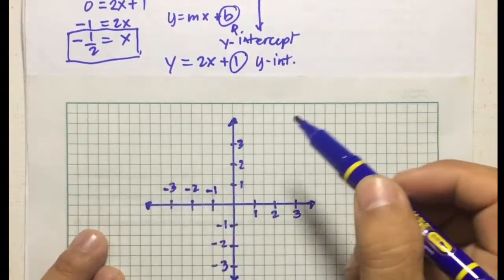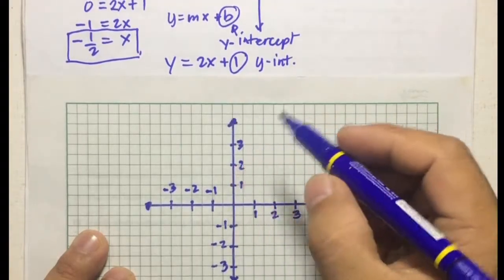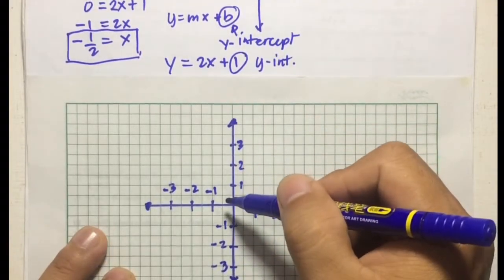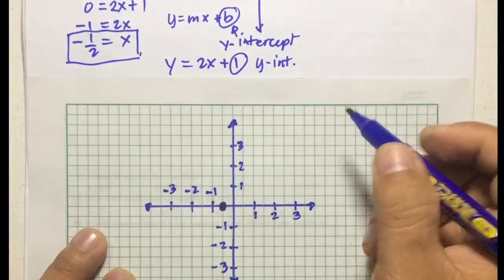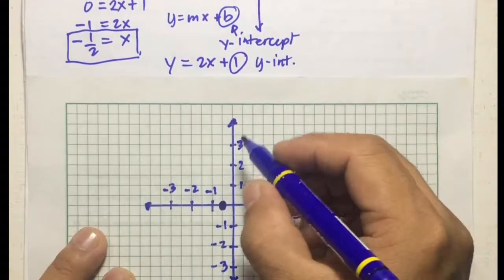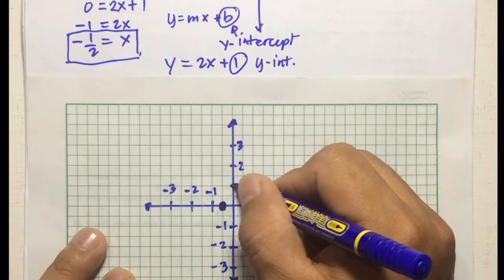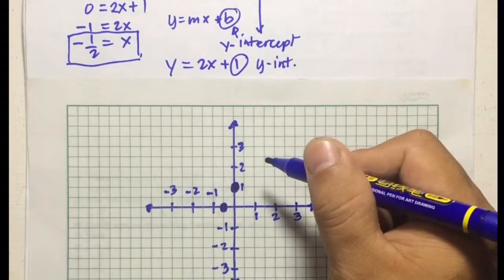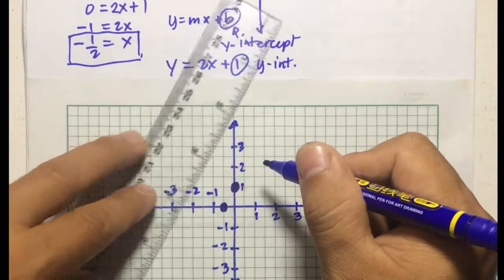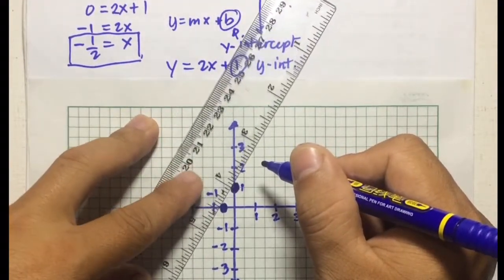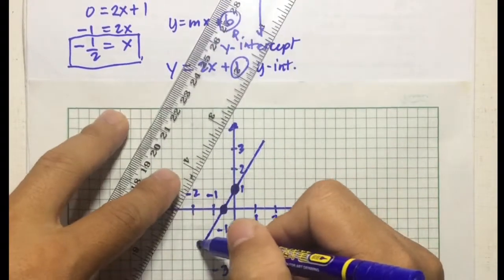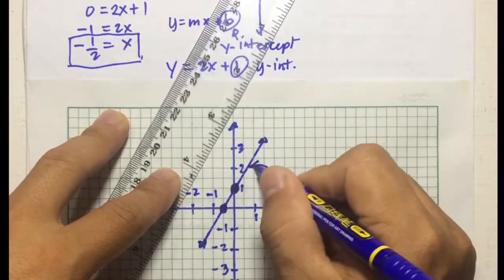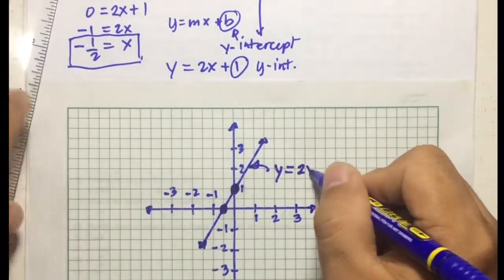So the x-intercept here is negative 1/2. If we're going to plot that on graphing paper, negative 1/2 is in here. So this is the negative 1/2 x-intercept, and the y-intercept is 1. So this will be the y-intercept equals 1. Next thing to do is connect these 2 points using a ruler. Then this will be your graph of y equals 2x plus 1.